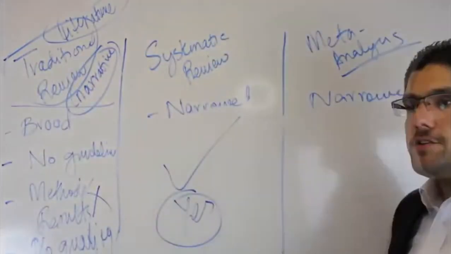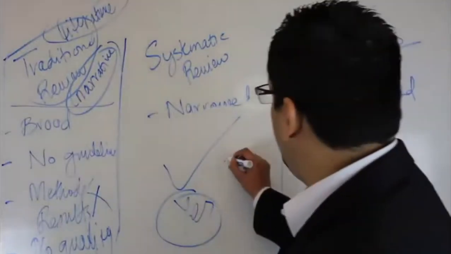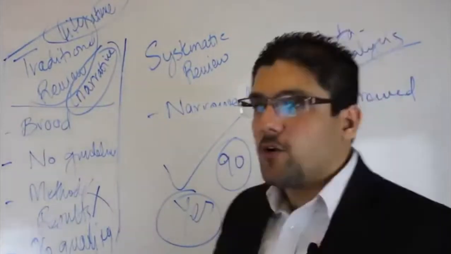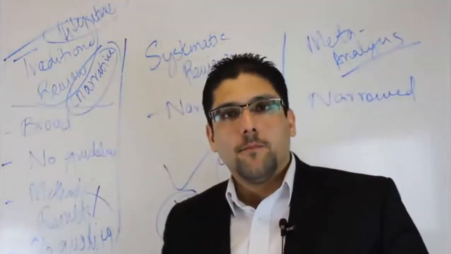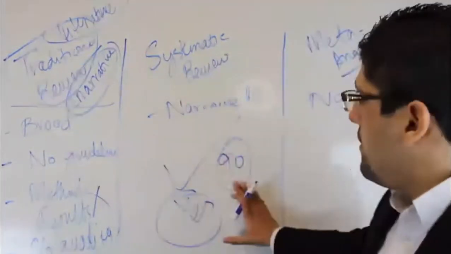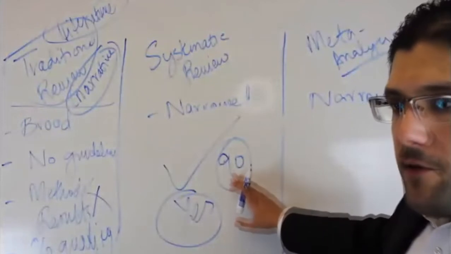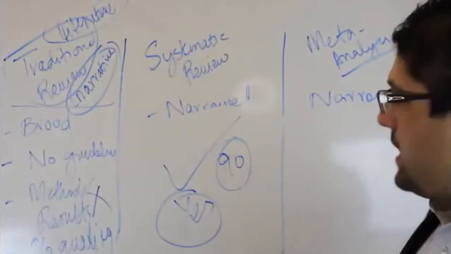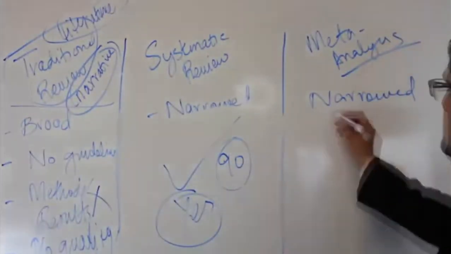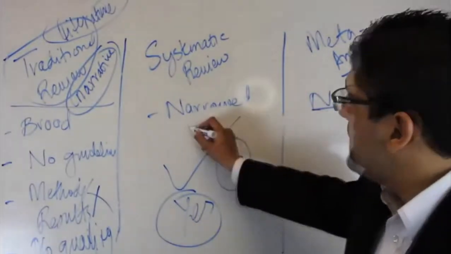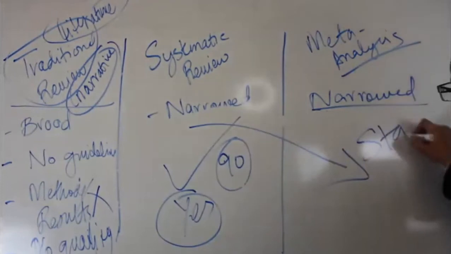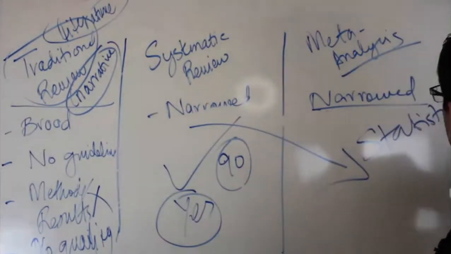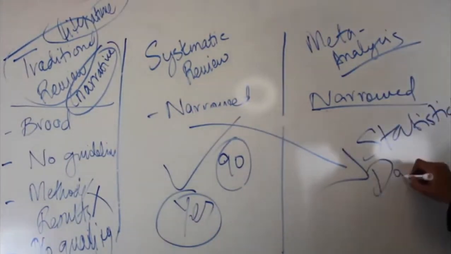In systematic reviews, we do literature review. How much? 80-90%. Only 10% or 20% will be your suggestions, your ideas. But your paper's main data and everything will be included from previously published papers. The third one is meta-analysis. A systematic review becomes meta-analysis if it's statistical. That's it. It is statistical, so you need to do data analysis.